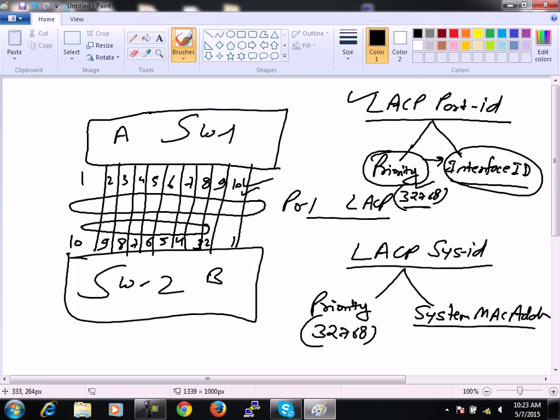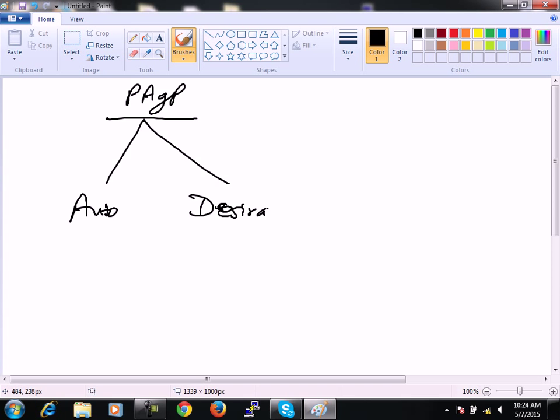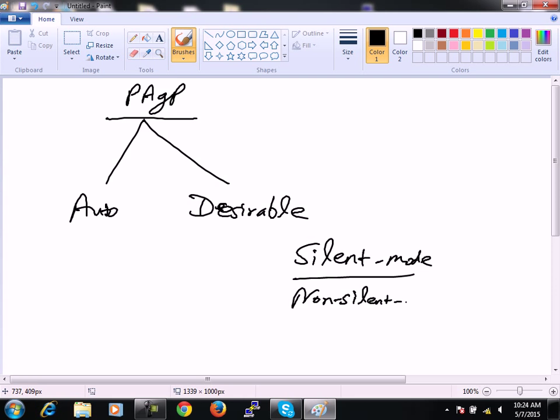Sure. And again, the load balancing hash algorithm will remain the same. Now, if you talk about PAgP, the Port Aggregation Protocol, in PAgP generally you have two modes. One is auto, another one is desirable. But under desirable and auto, you also have some keywords like silent or non-silent. By default, it works in silent mode. I mean, when we configure the PAgP mode, either auto or desirable, we can also configure silent mode as well as non-silent mode. So my question to you is, what is the difference between silent mode and non-silent mode in PAgP?